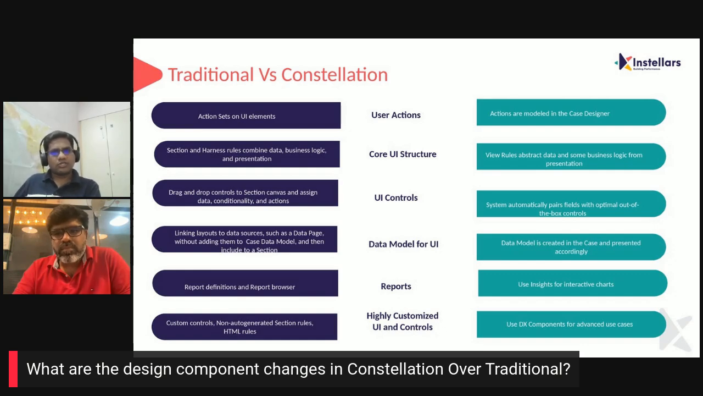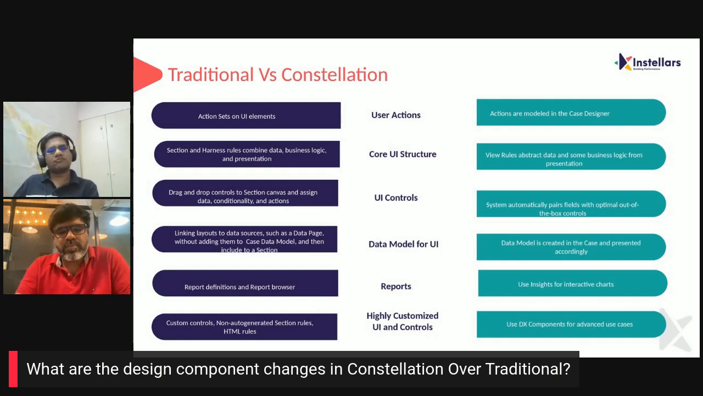The third one is about the UI controls. In the traditional way, we used to drag and drop the controls onto sections. In the Constellation way, the system automatically selects the best field type for each field. This helps to reduce the manual effort, so the main benefit is reducing manual effort.